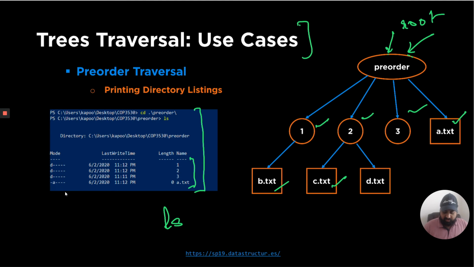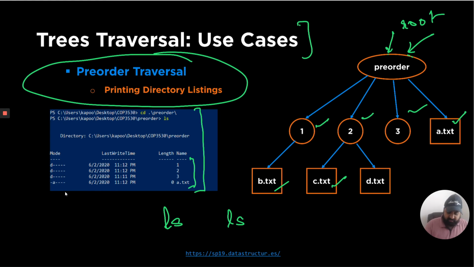So if you go to a particular location in your command line, and if you type the command ls, it will state all the folders or files that are there in that directory. But let's say you want to recursively find what are the files or folders within the folders itself. In that case, pre-order traversal makes a lot of sense, which is printing the directory listings.